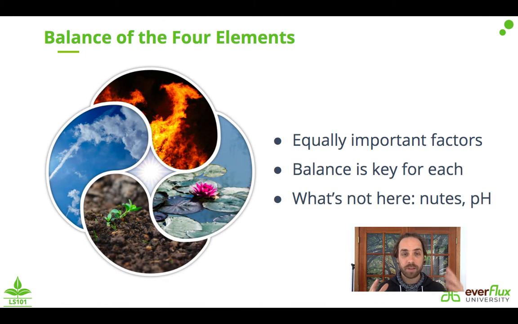So the 4 elements, we're talking about fire, air, water, and earth. So really, again, these 4 elements will be responsible for pretty much any problems that you have in your garden or on your farm. And really what we're going to see throughout this course is that the key with these is to achieve balance. And in fact, that's going to be a theme throughout this course as well, is that balance and diversity are 2 of the most important elements in your garden or on your farm.